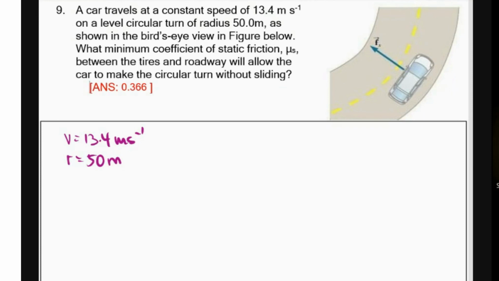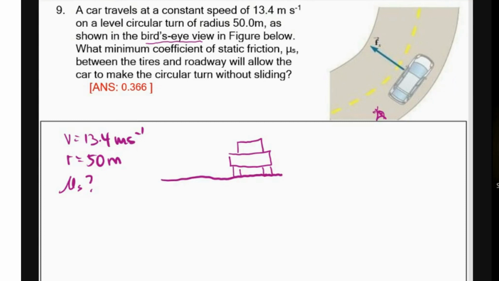What minimum coefficient of static friction, mu s, are we looking for, between the tires and the roadway, that will allow the car to make the circular turn without sliding? In this case, we can see the car not only from the bird's eye view, we can see it from the back of the car. So this is the back of the car and this is the tire. And here is the road. So you are viewing from the back.